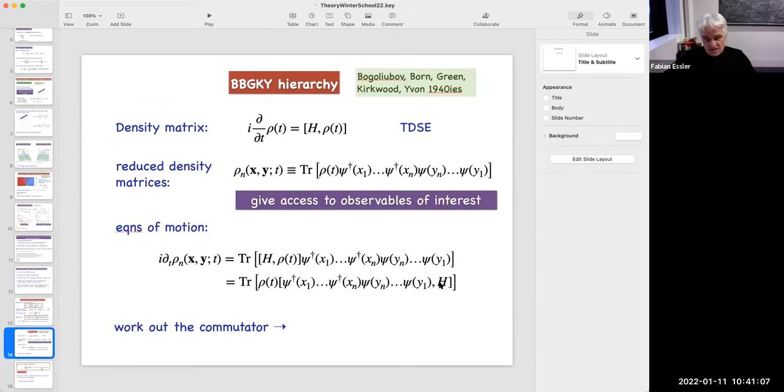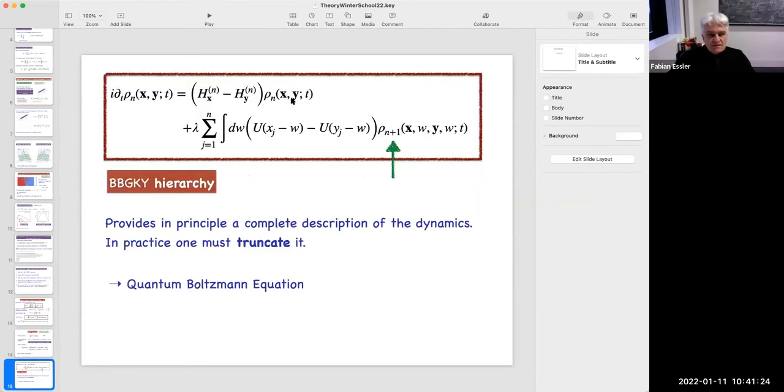put your second quantized Hamiltonian here, you can calculate the commutator. Yeah, the commutator will give you, if you just work it out, some differential operator acting on the reduced density matrix. And that differential operator, you can simply write, it turns out, in the form of this first quantized Hamiltonian.